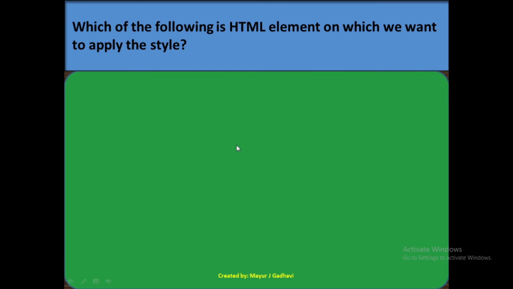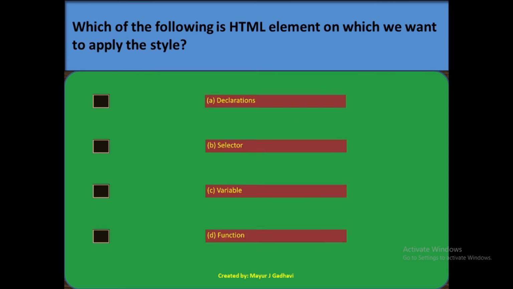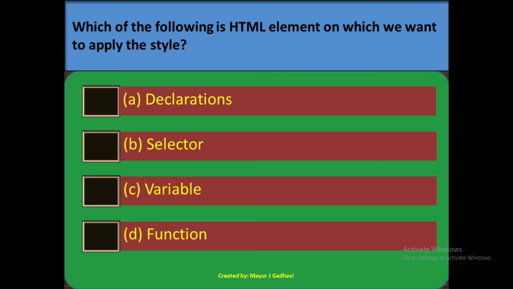Which of the following is HTML element on which we want to apply the style? So that is declarations, selector, variable, or function. Well, the answer is B, selector.